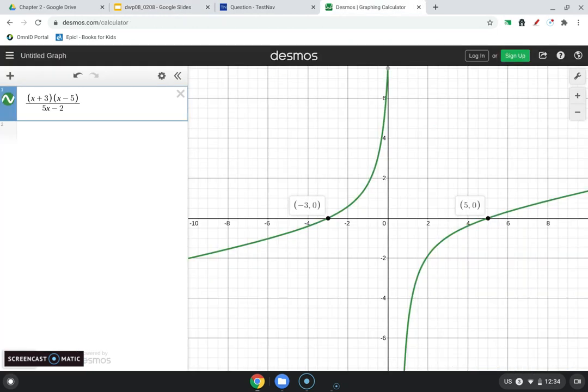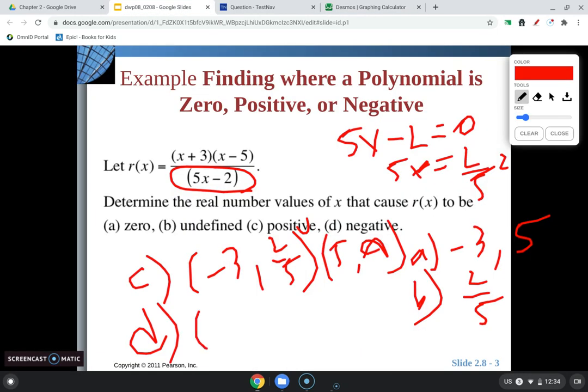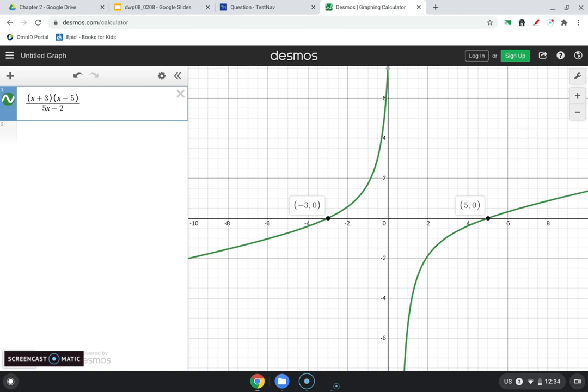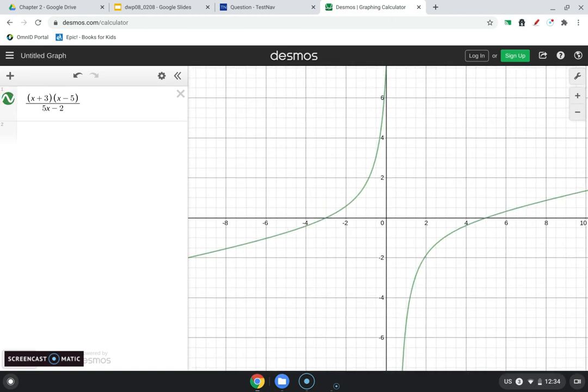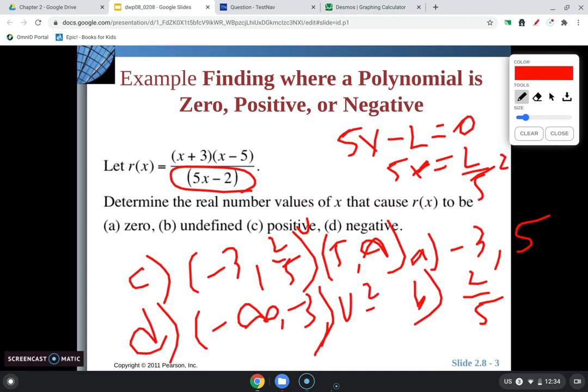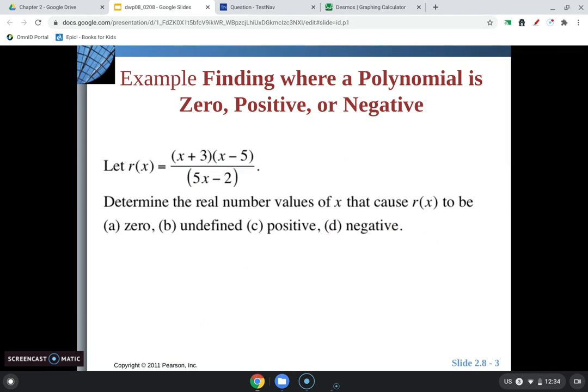Negative, where is it below the x-axis? Well, from all the way out here at -infinity to -3. And that's what that U stands for, and from the asymptote down here, 2/5, to +5. Sorry about that. Okay, so 0, positive, negative, undefined. Look at the graph, find the zeros. It kind of tells you where you need to look.